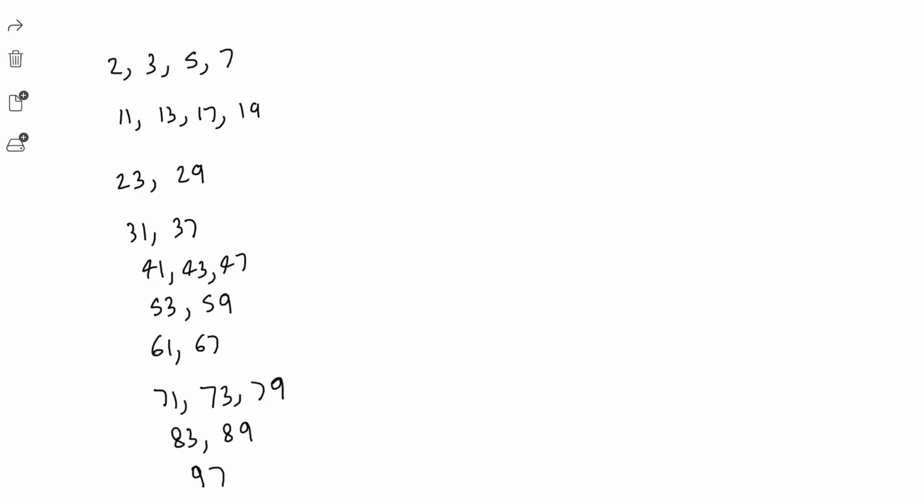So altogether, we found 25 prime numbers. So that's the list of prime numbers between 1 and 100. Now, are there any ways to remember which numbers are not prime?